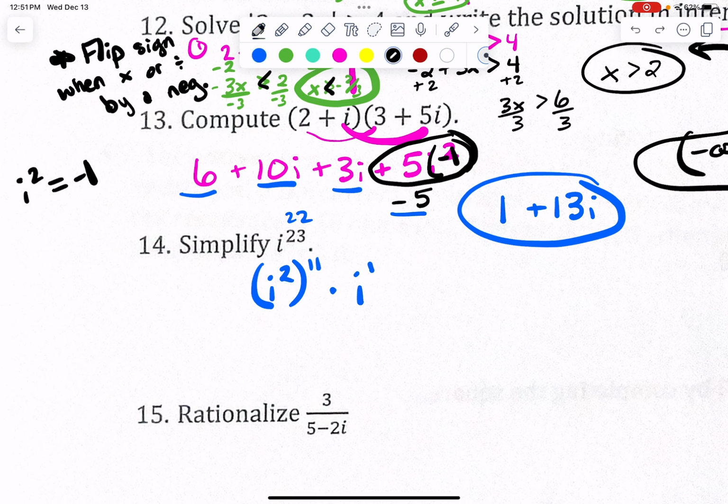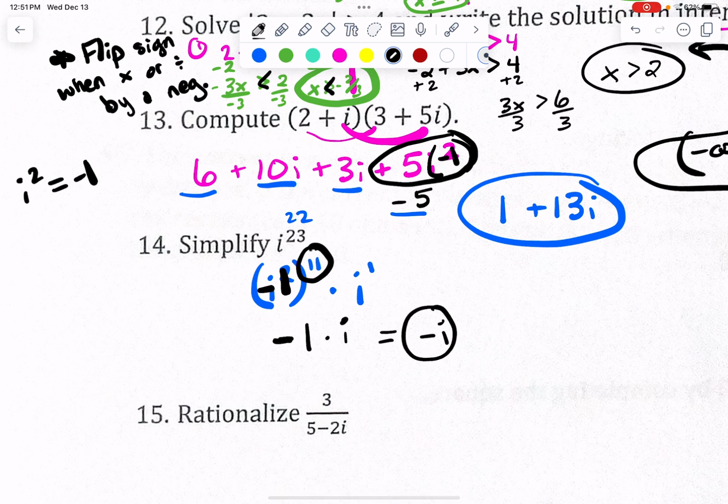All right, now I'm going to solve this. i to the second power is negative 1. So I have negative 1 times itself 11 times. That's an odd number of negatives, which is going to remain a negative 1. Times i to the first power. Negative 1 times i to the first power is negative i. There we go. Okay. All right.